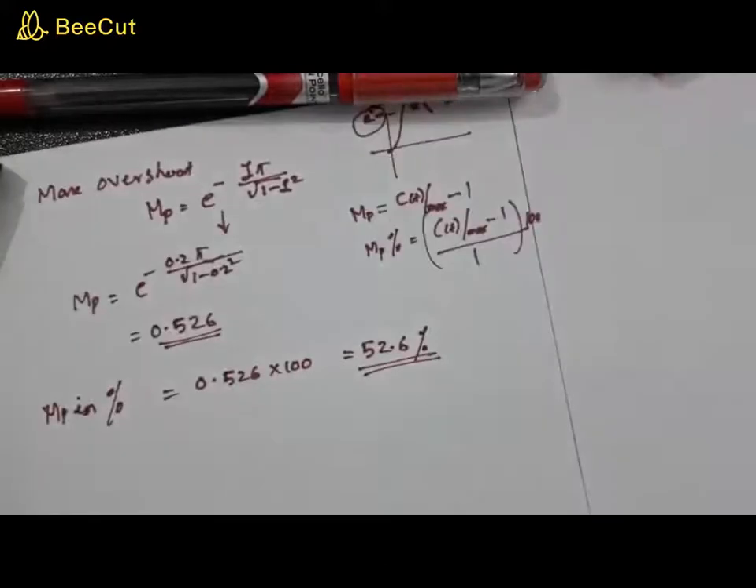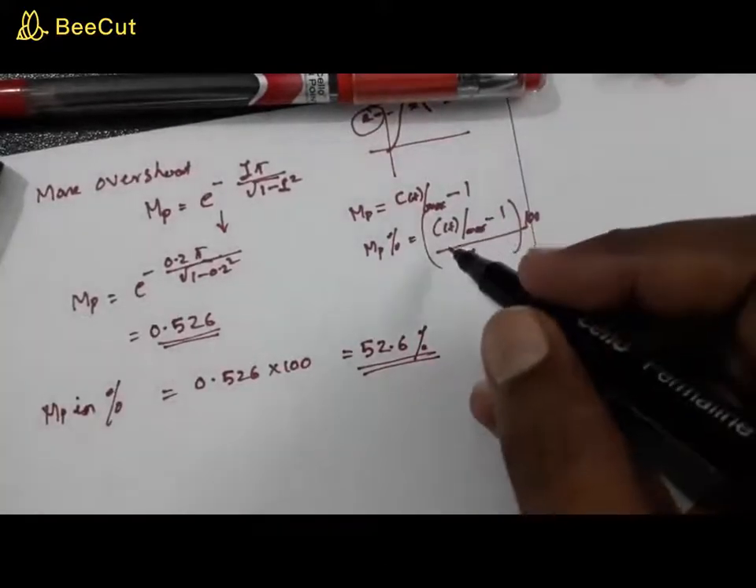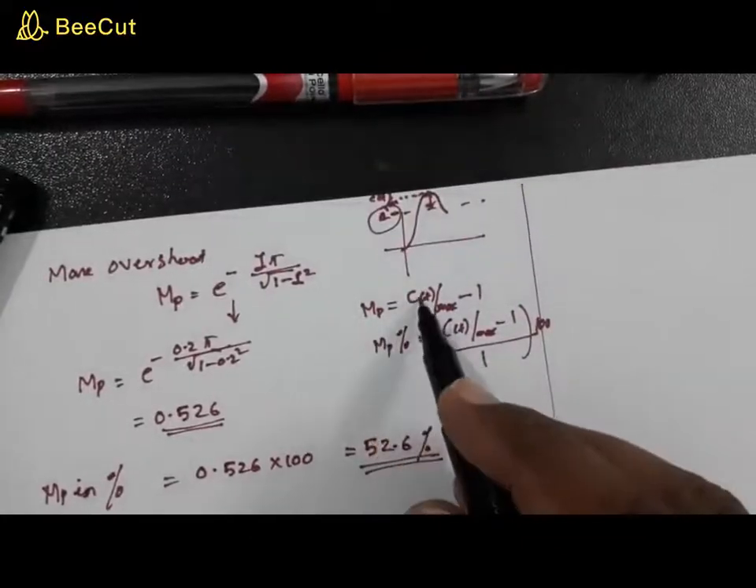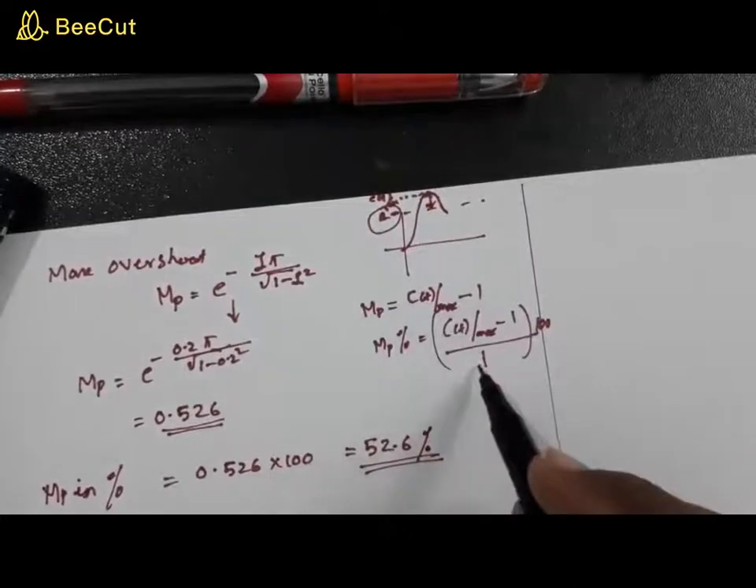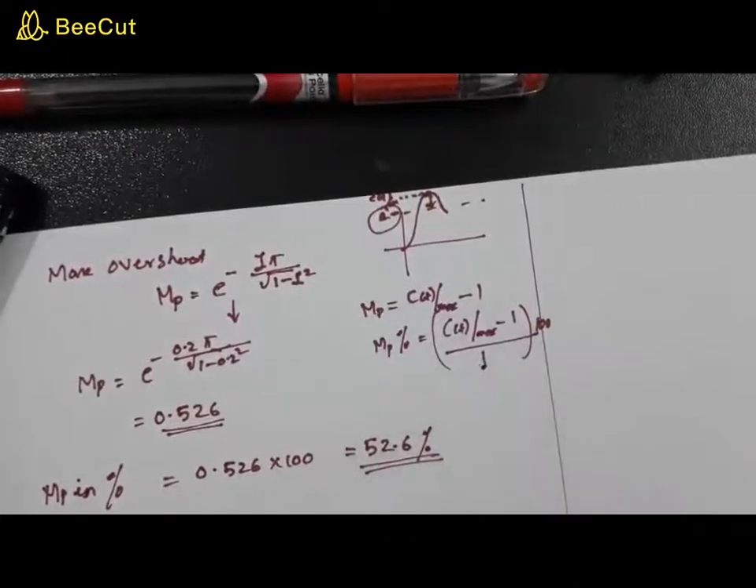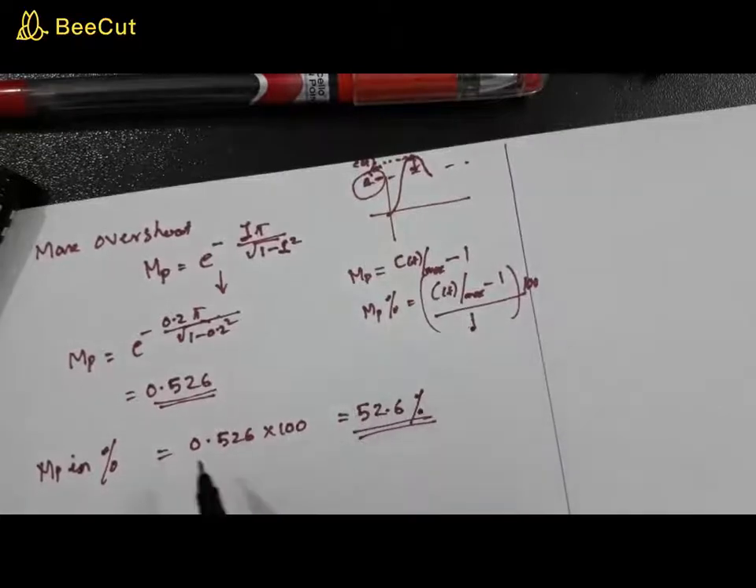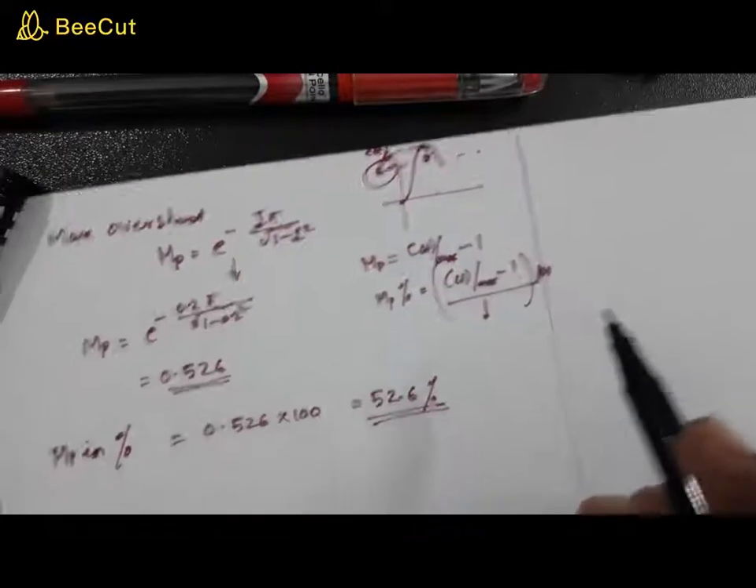So it is 52.6%. That's the answer. So how to express that in percentage? The actual formula is Mp is C(t max) minus 1, divided by the desired value, into 100. So this much is the percentage of the overshoot from the desired value. So this is 52.6%, we call it like that.